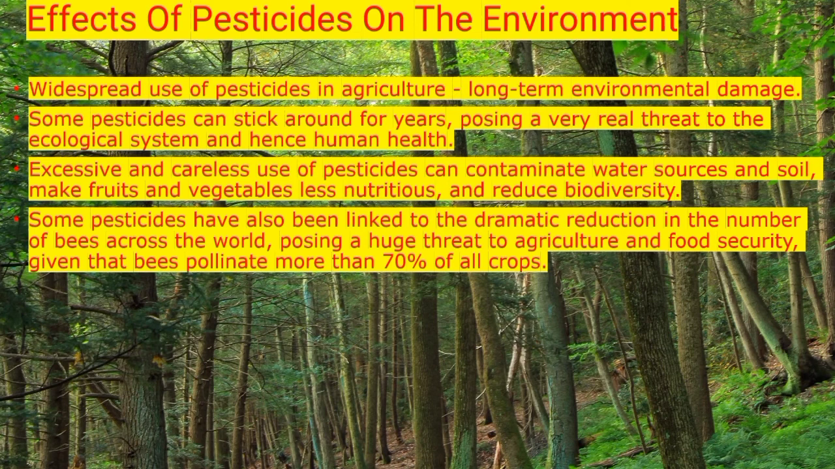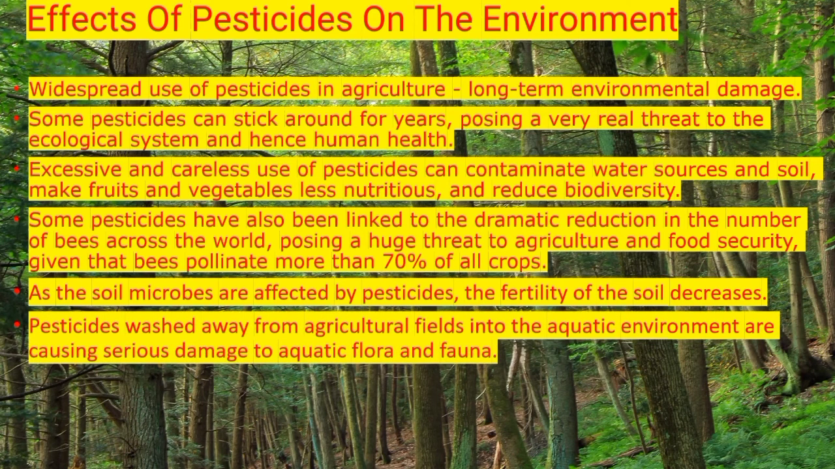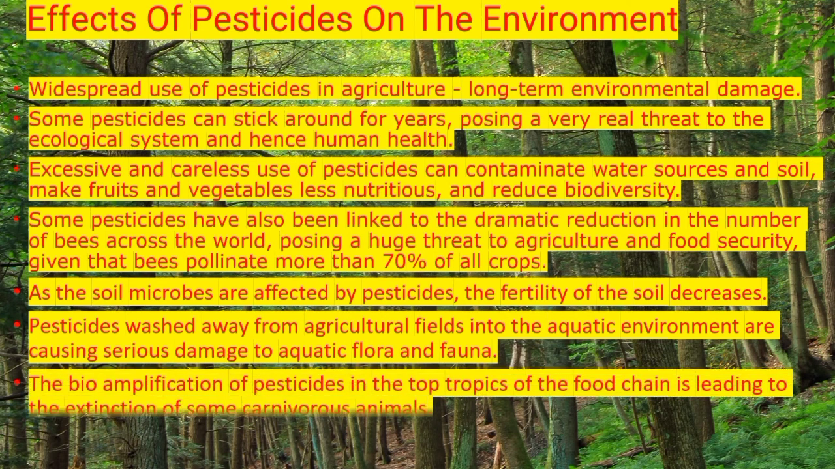As the soil microbes are affected by pesticides, the fertility of the soil decreases. Pesticides washed away from agricultural fields into the aquatic environment are causing serious damage to aquatic flora and fauna. The bioamplification of pesticides in the top trophic levels of the food chain is leading to the extinction of some carnivorous animals.